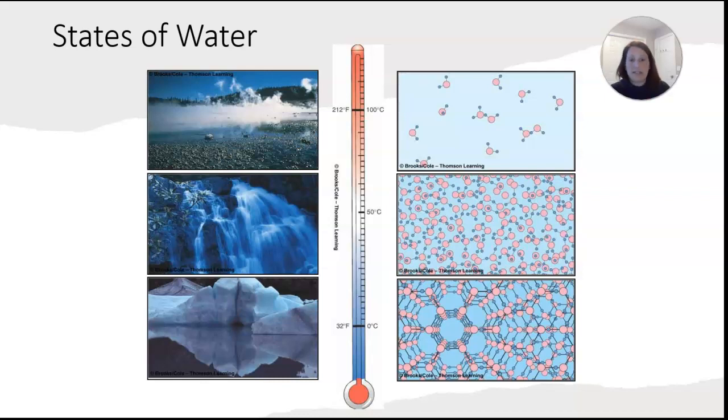Okay, so that brings us to states of water. And so water can exist as a gas, which is shown up here at the top. So this is gaseous water. And so if we were to look at water in this state, this would be water that's been heated, so around 100 degrees Celsius, upwards of 50 degrees Celsius, water is going to start to vaporize.